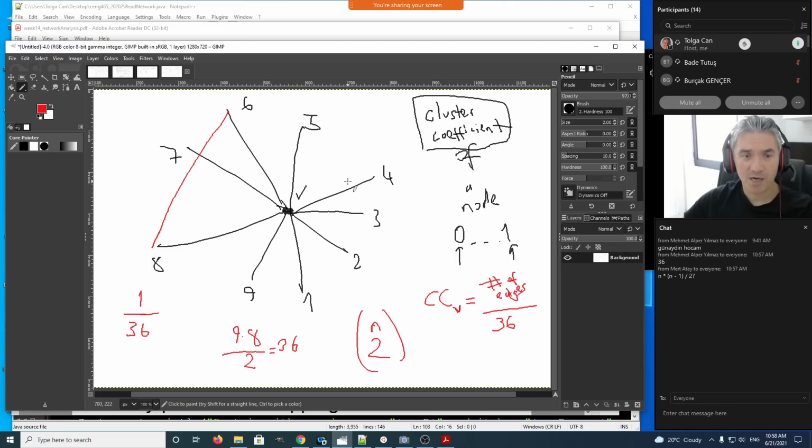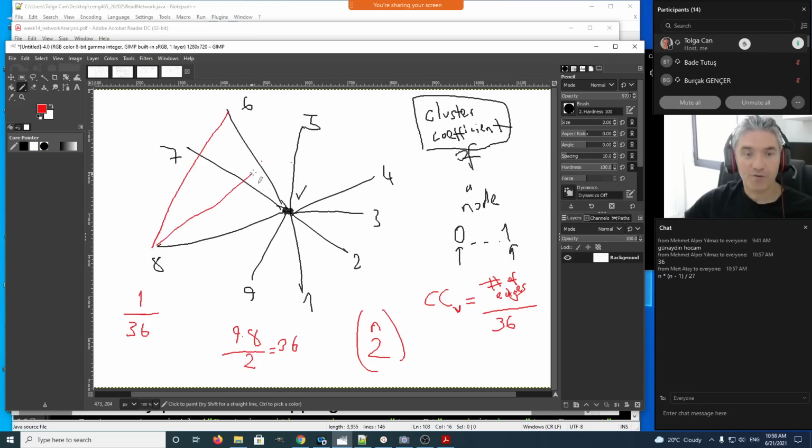The common mistake students make when computing the clustering coefficient is to count the edges between v and 5 or v and 6. That's an error. These edges are there to define them as neighbors. In order for 5 to be a neighbor of v, this edge has to exist for sure. So we don't count these edges. The black edges are not counted.